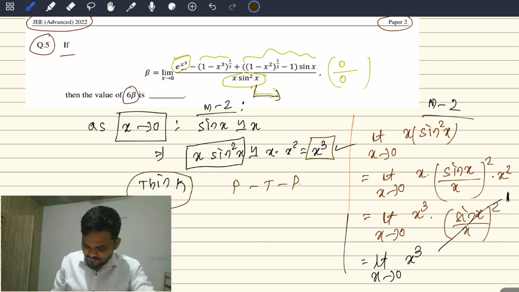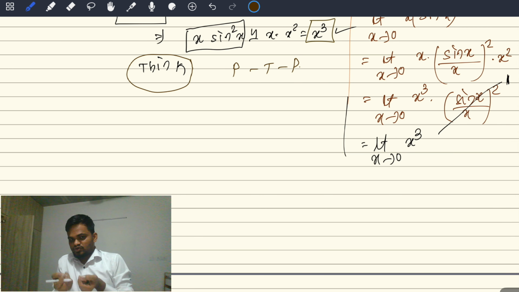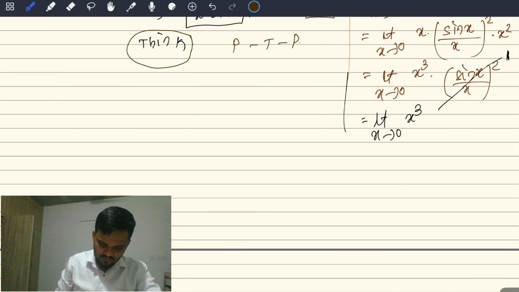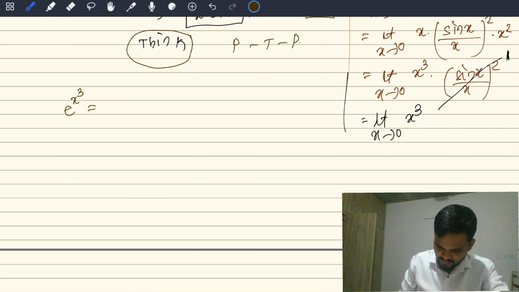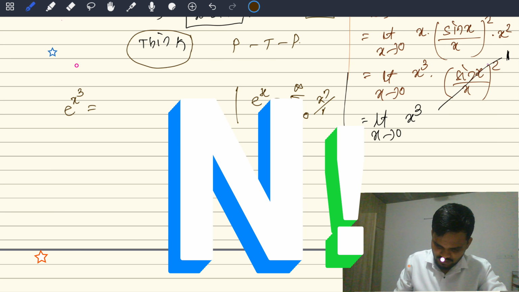It is x cube power 3. That means for all the numerator terms, we need to make use of Taylor series expansion up to x to the power 3. Okay, now what are the terms? We have e to the power x cube. So we know e to the power x is nothing but the summation of n equal to 0 to infinity x to the power n by n factorial, right? This is my e to the power x expansion. So e to the power x cube, but I need up to x to the power 3.